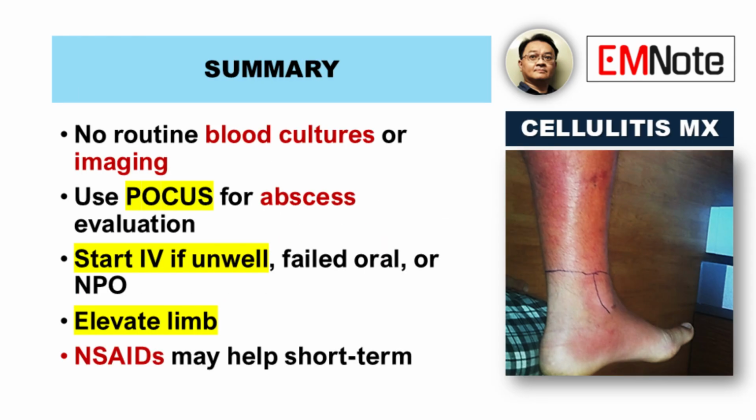To summarize, don't order blood cultures or imaging routinely. Reserve these for specific indications. Use PoCUS judiciously. Start IV antibiotics in systemically unwell patients, those with oral treatment failure, or those who cannot take oral medications. Encourage limb elevation, and consider NSAIDs as a short-term adjunct when appropriate.